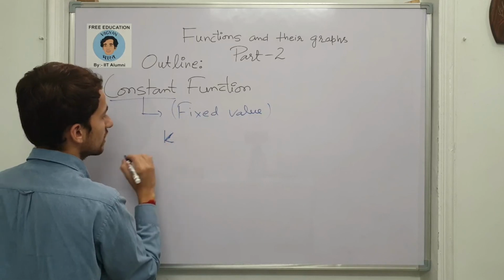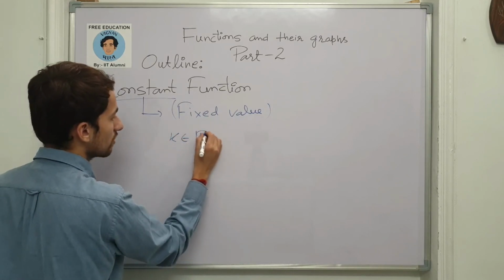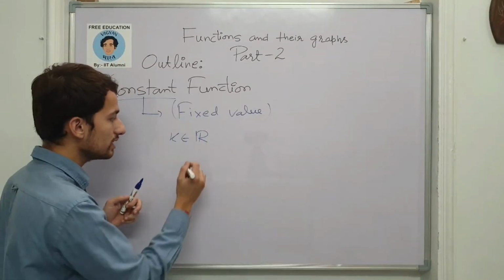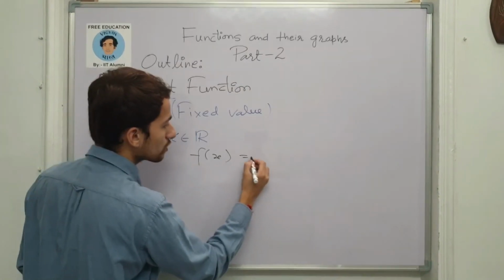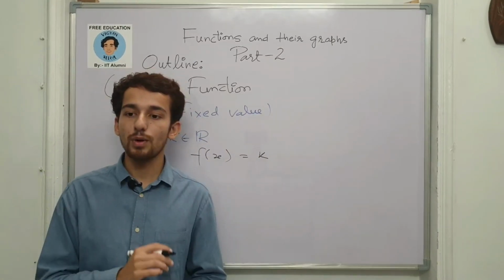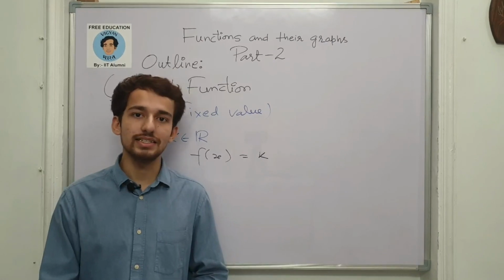This is my k, and this is a real number, a fixed real number. It can be any value. So how is this function defined? Whatever the input you give to this function, the output is always this k. This is fixed. So now I ask you to pause the video and answer me what is its range set.